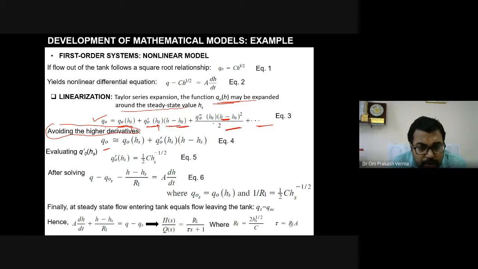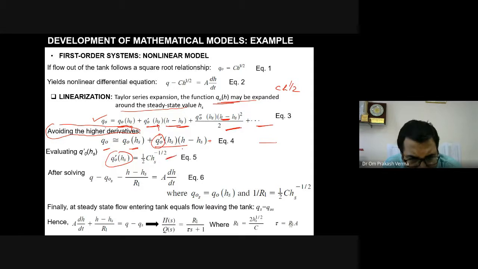Okay, so next we have written the first order value: Q naught is equal to Q naught Hs plus the first derivative term. The square term, cube term, and other higher terms we can avoid, since they diminish. Our target is to find out Q naught dash, so we find Q naught dash at Hs. You can take the derivative of this one: H to the power 1 by 2 gives 1 by 2 H to the power minus 1 by 2.